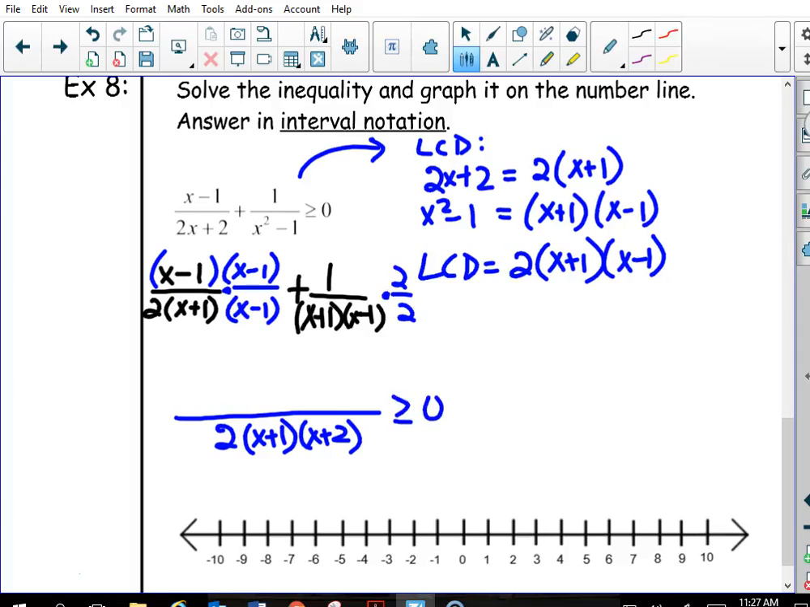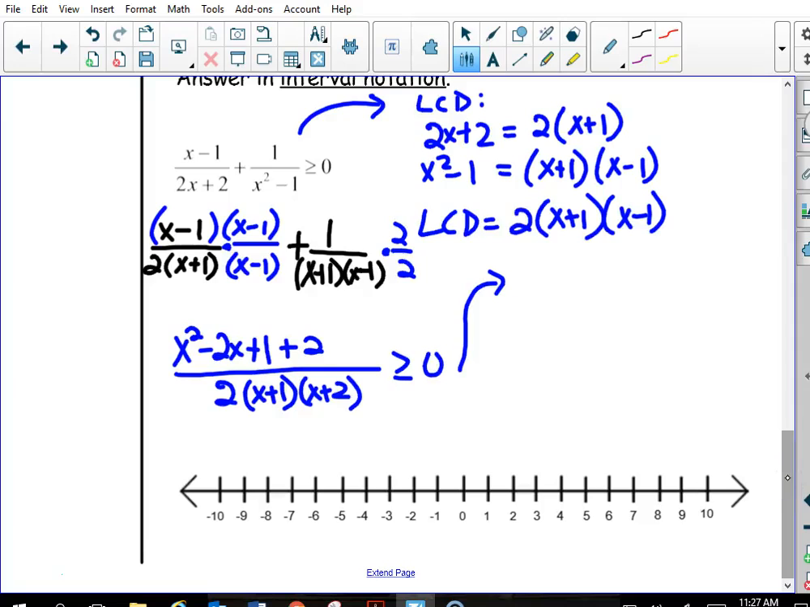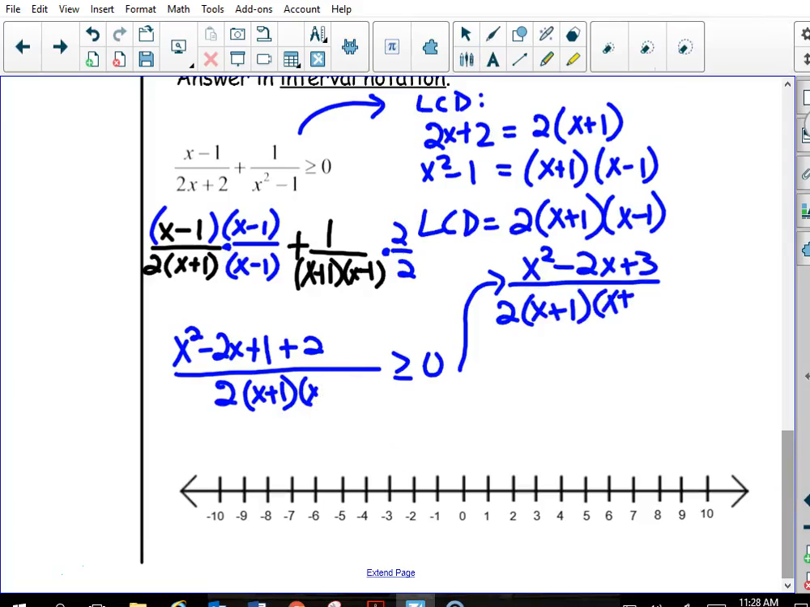And now I'm going to simplify the numerator. I'm going to put it all together. So when I multiply that quadratic, I get x squared minus 2x plus 1. And then 1 times 2 gives me another 2 to add to that. And boy, am I running out of room. x squared minus 2x plus 3 over... that was an error. Let's try that again. Just getting ready to write it again.